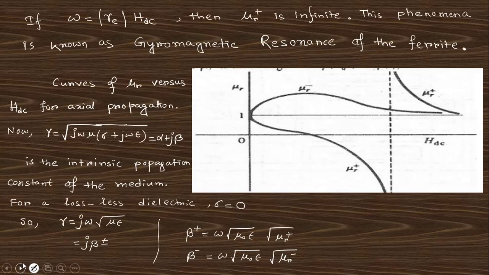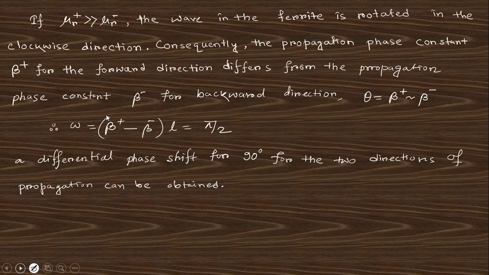And if you want to draw this graph of mu with the applied field, you will get it like that. Mu r minus is this portion, mu r plus is this. Plus means the clockwise and minus means the anti-clockwise. Okay, and this gamma value will be like that. And finally if you want to find out the phase change between these two gamma, you will get this 90 degree. That means a ferrite material gives you a phase difference of 90 degree.